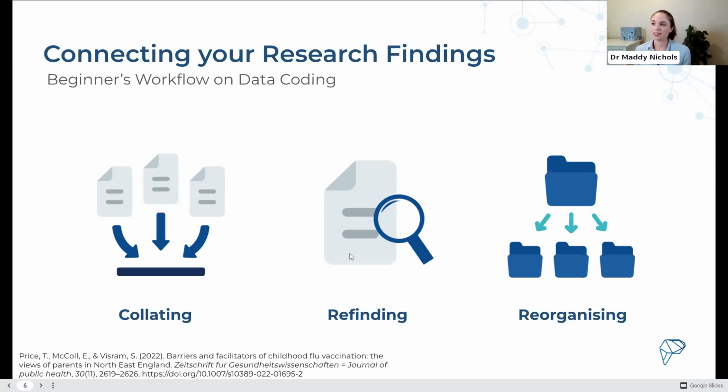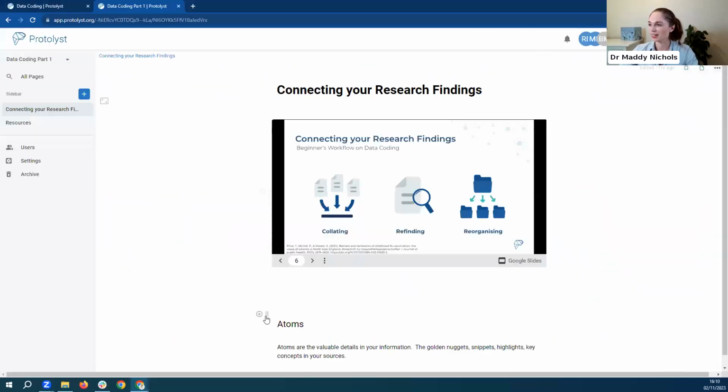And so with that in mind, I'm going to jump into a tutorial style workflow now, based loosely on some data coding that you can do on Protolyst. And the study that I've got at the bottom here is where the transcripts that I'll be using in this demo have come from. So it was a study on childhood flu vaccinations, which came out in 2022. So here we are in a Protolyst workspace.